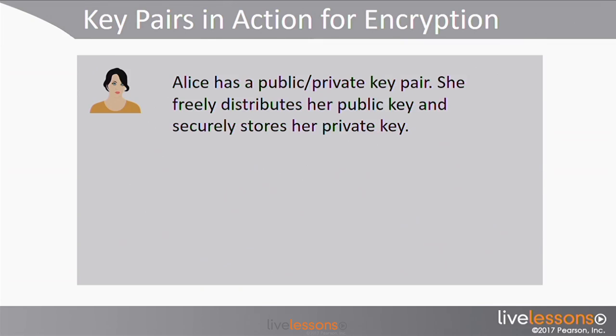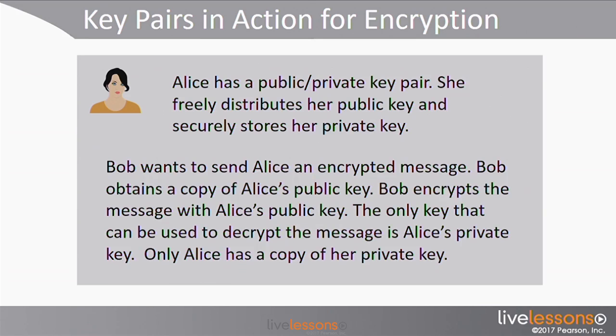So let's look at our key pairs in action for encryption. Alice has a public and private key pair. Now she freely distributes her public key and she securely stores her private key. So she's the only one that has her private key. Bob wants to send Alice an encrypted message. Bob wants to make sure that whatever he sends, only Alice can decrypt it. So Bob obtains a copy of Alice's public key, and Bob encrypts the message with Alice's public key. Why does he do that? Because the only key that can be used to decrypt the message will be Alice's private key, and only Alice has a copy of her private key.